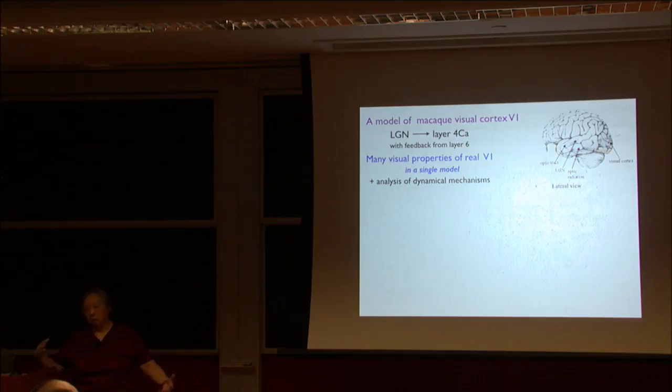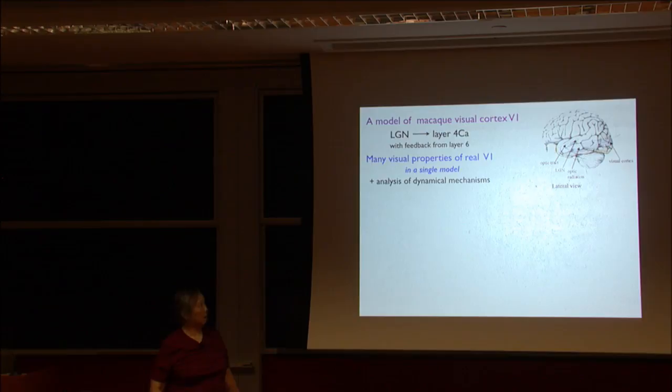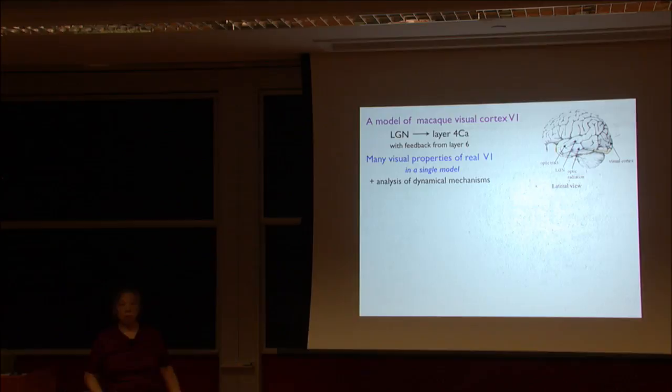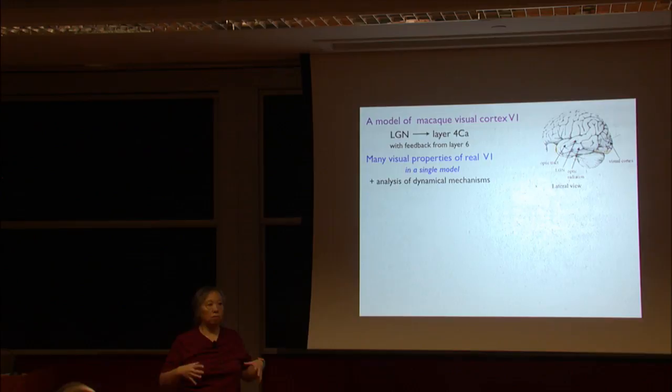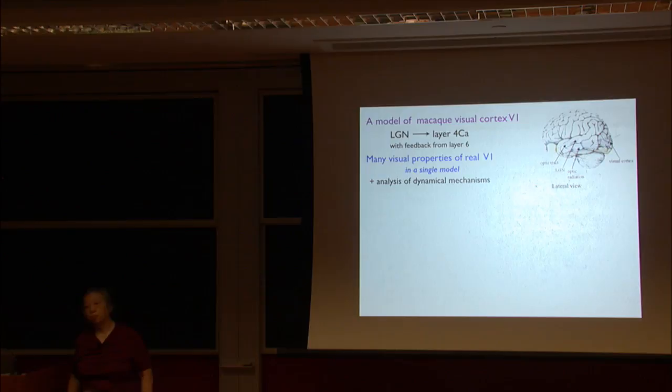This is what I'm going to try to do. I will try to show you a model that has incorporated most of the basic properties, not one property. Many models are phenomenological models to demonstrate one property. We've tried to reproduce most of the properties that are in the V1 cortex. And there'll be a little bit of analysis of dynamical mechanisms.